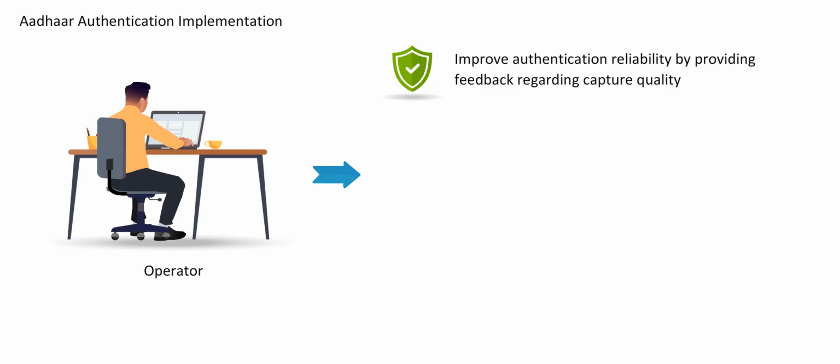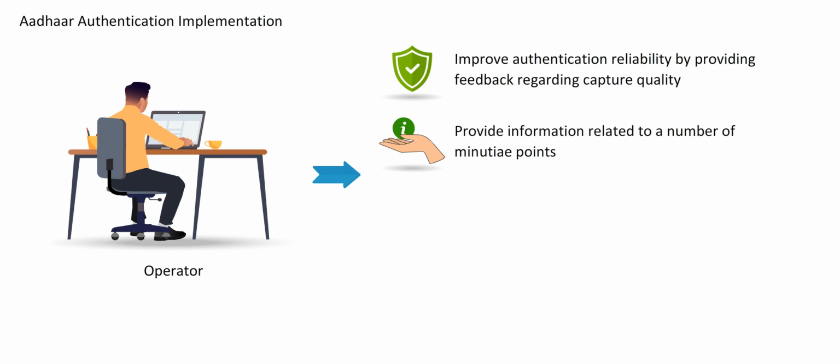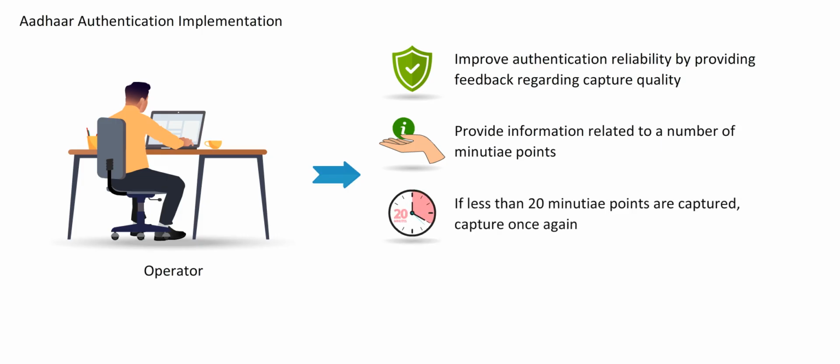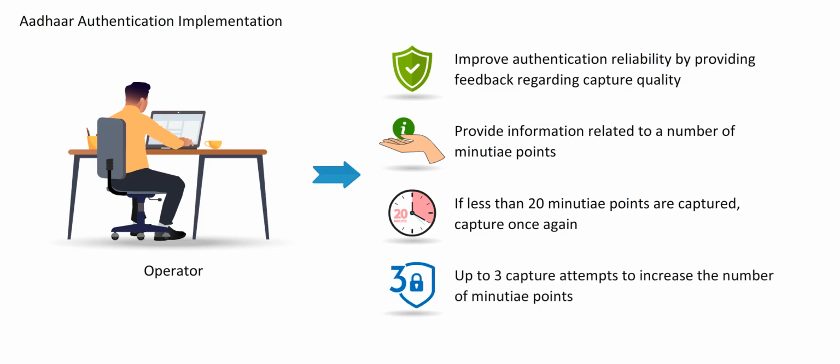Improve authentication reliability by providing feedback regarding capture quality. Submitting minutiae records with a very small number of minutiae points risks unsuccessful authentication. Headers of the ISO minutiae record provide information related to a number of minutiae points. When less than 20 minutiae points are captured, the operator should capture once again in order to capture more minutiae points. Up to 3 capture attempts can be conducted in order to increase the number of minutiae points in the captured image.